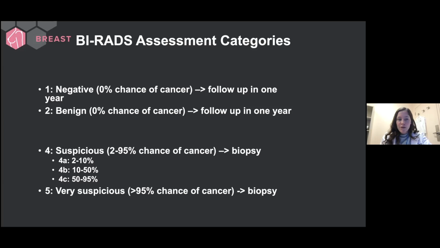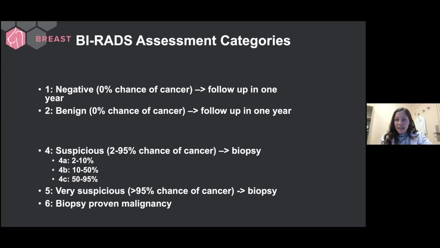Now, on the flip side, when we use the BI-RADS terms 4 or 5, we're saying that we see something on the breast imaging study that is suspicious and will recommend a biopsy. Within this 4 or 5 categories, we have subcategories. So 4A indicates a 2 to 10% chance of malignancy, 4B up to 50%, 4C up to 95%. And when we use a category 5, we're saying that we're very suspicious. We believe that there's over a 95% chance that the finding represents a cancer. Regardless, with any of those BI-RADS assessment scores, we'll be recommending a biopsy to get a tissue diagnosis.